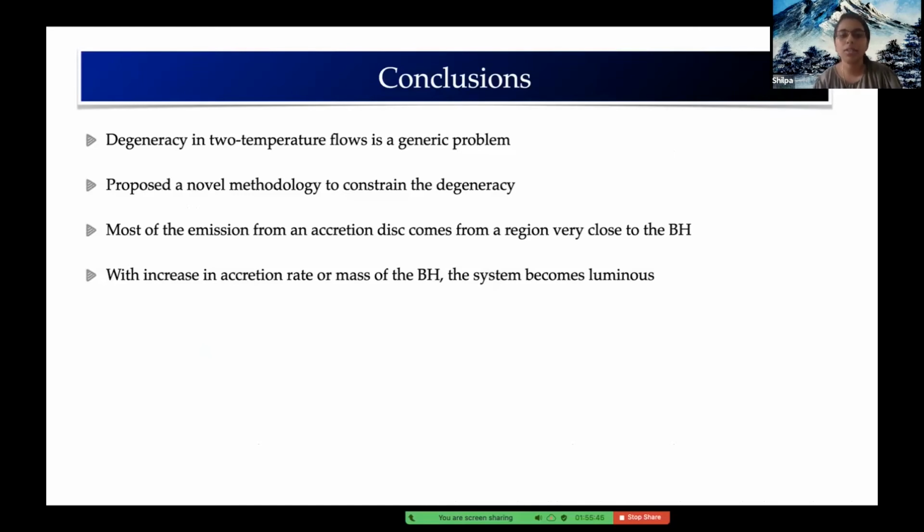And the rest of the conclusions I have discussed before, that most of the emission comes from a region very close to the black hole. And with the increase in accretion rate or black hole mass, the system becomes more luminous.